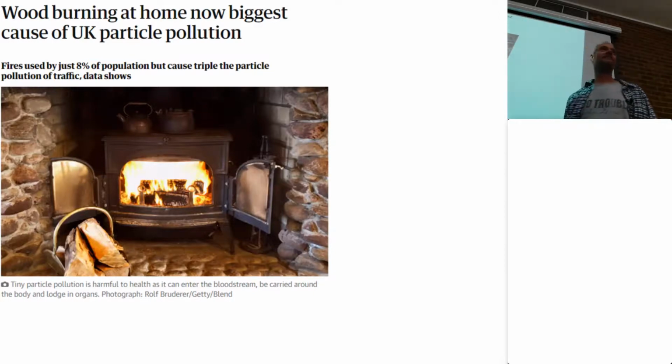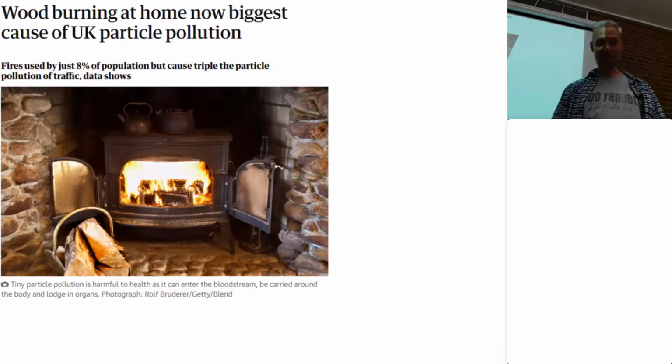Wood burning: you burn wood rather than oil or coal or gas to heat your home, you emit less CO2 because it's a recently grown tree rather than fossil plant material. This came out in January of this year, that wood burning at home to reduce CO2 emissions and keep your energy costs down, wood is quite expensive, is now the biggest cause of particle pollution in the UK.